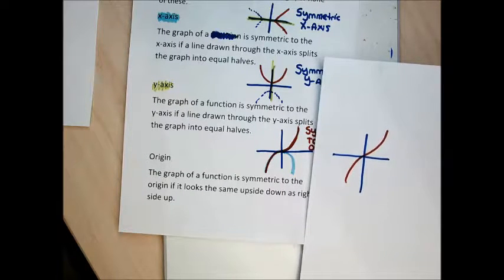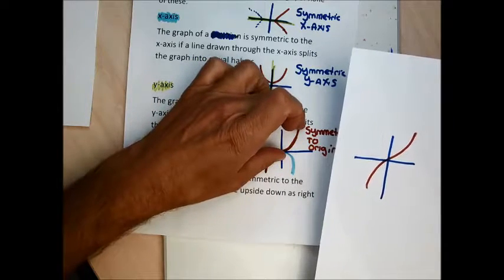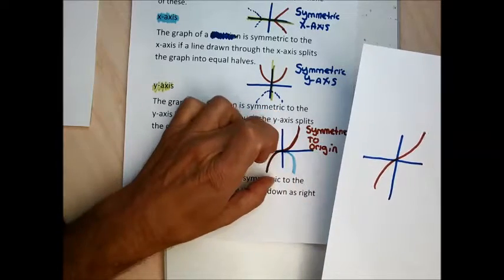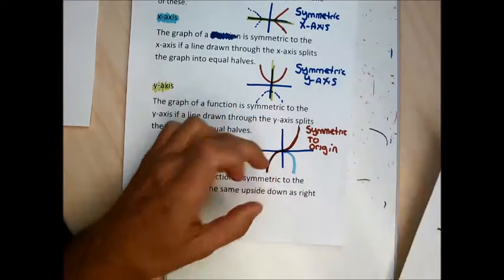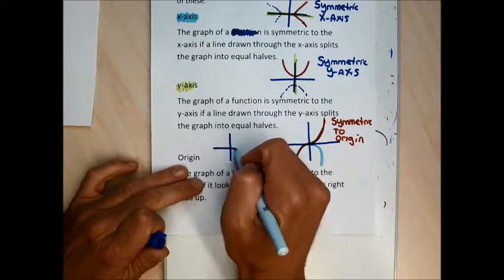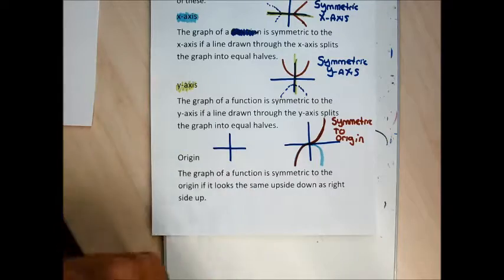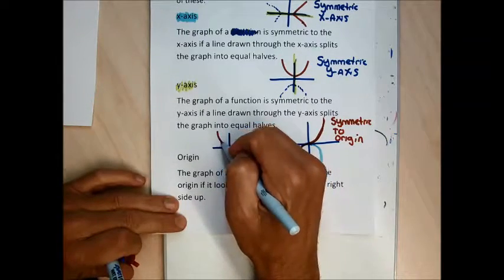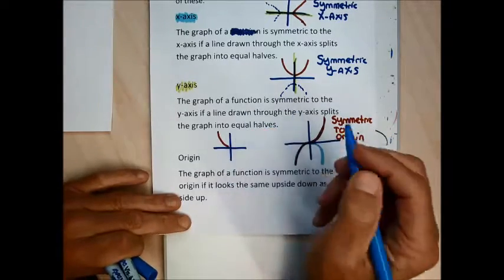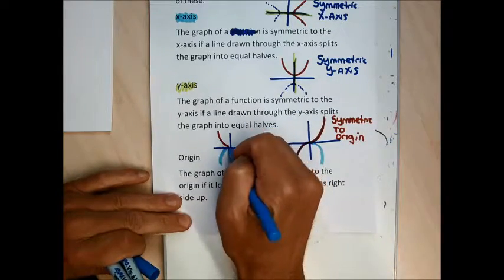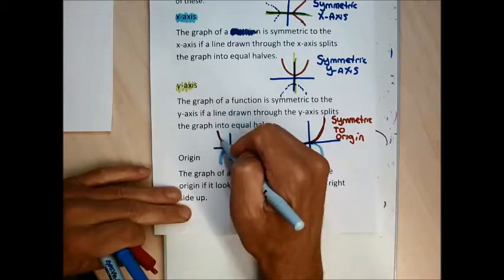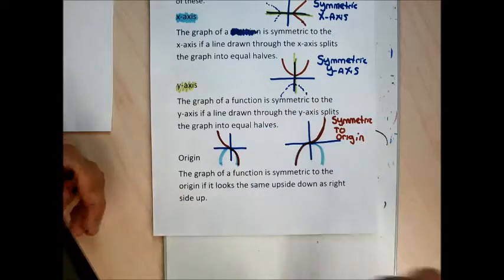To create a graph that's symmetric to the origin, you need to take each piece, like the portion of the graph in the first quadrant, reflect it over the x-axis, and reflect it over the y-axis to get it into the third quadrant. If I had a piece in the second quadrant, I could reflect it over the x-axis and then reflect it over the y-axis, and this graph all in red is going to also be symmetric to the origin, for what that's worth.